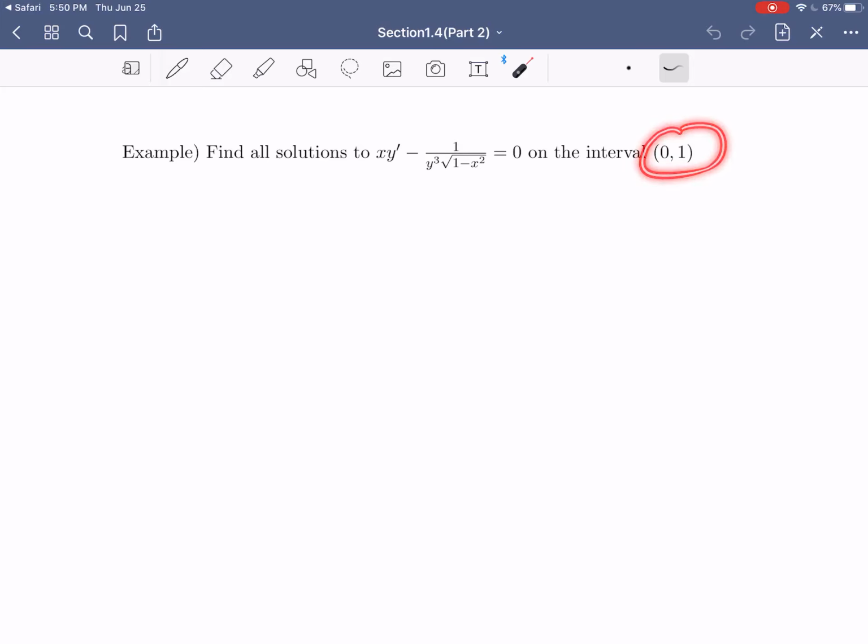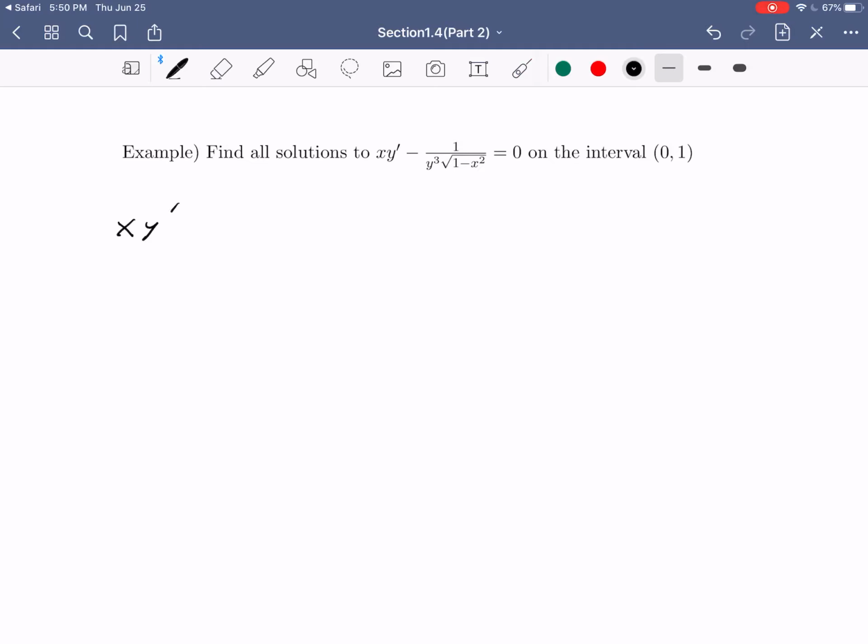And notice it makes sense that we'd be working on (0, 1) because if you were outside of that interval, the square root of 1 minus x squared would begin to be undefined, so there could be some issues there. So we're working from 0 to 1 here. All right, so let's go ahead and take a look at this.